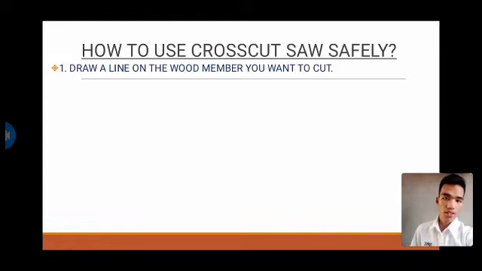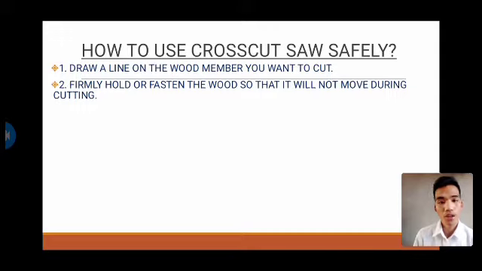Okay, understood. Next, number 2 is to firmly hold or fasten the wood. Why do we need to firmly hold or fasten the wood? So that it will not move during cutting. When we use a crosscut saw, the piece of wood that we are cutting can possibly move left or right, upward, forward, or backward. So we need to use a clamp holder, or our hands, or even our feet. If you want to use your feet, it is good if you can.